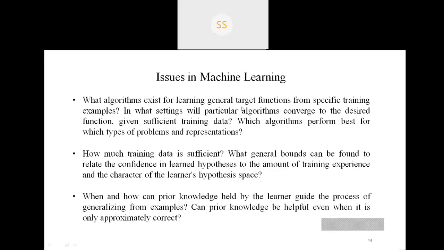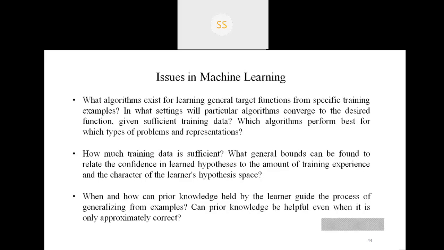With regard to the general target function, is there a particular target function that exists, given sufficient data? If a target function does exist, is it going to accept all kinds of data? If there are multiple target functions, you have to assess the performance of each one of them to select the best out of them.